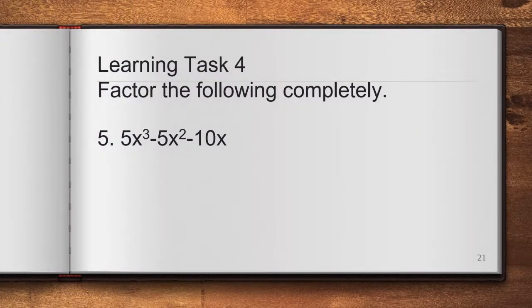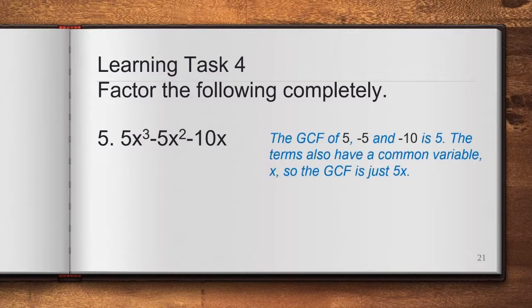Number 5, 5x cubed minus 5x squared minus 10x. Kitang-kita naman, di ba? May common factors yung tatlong terms. And the greatest common factor of those three terms is 5x. 5 ang GCF ng numerical coefficients, then x naman yung GCF ng variables. So 5x cubed divided by 5x, that's x squared. Negative 5x squared divided by 5x, that's negative x. Negative 10x divided by 5x is negative 2.